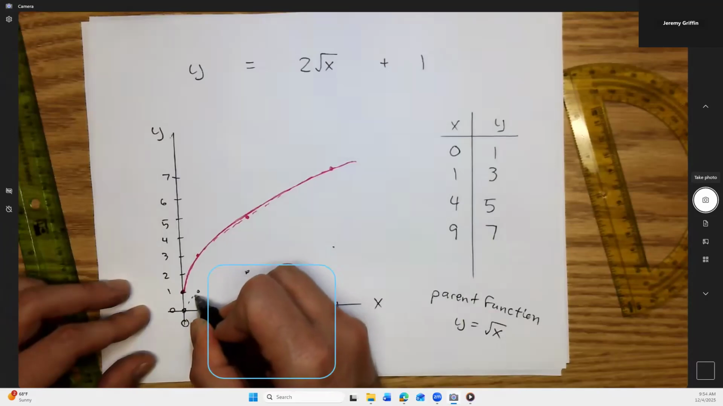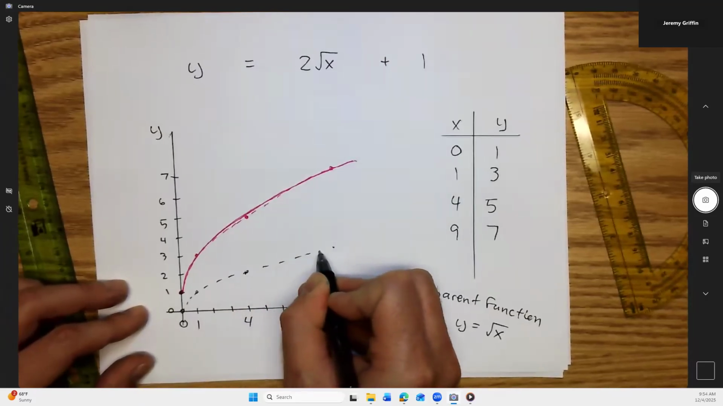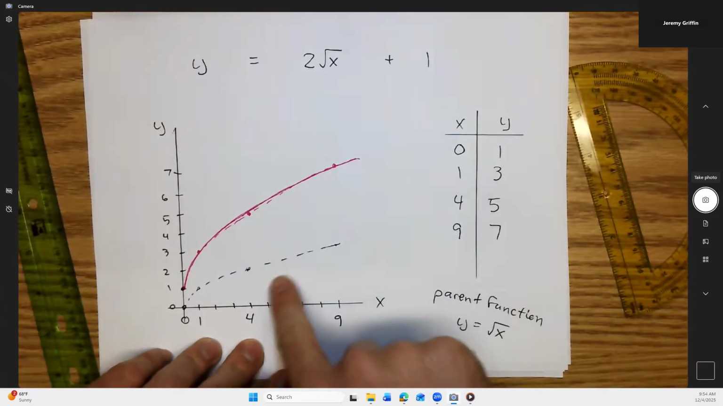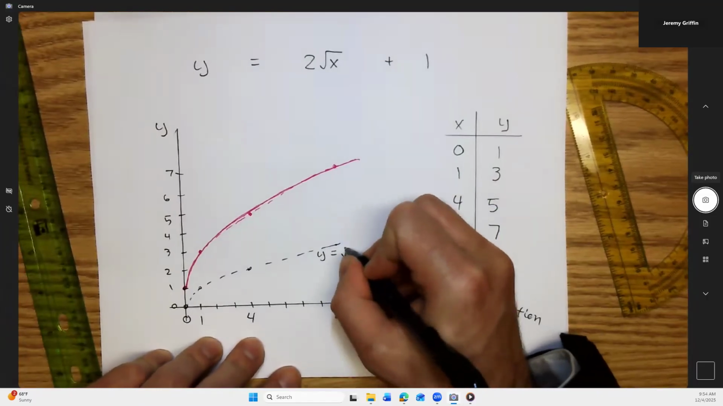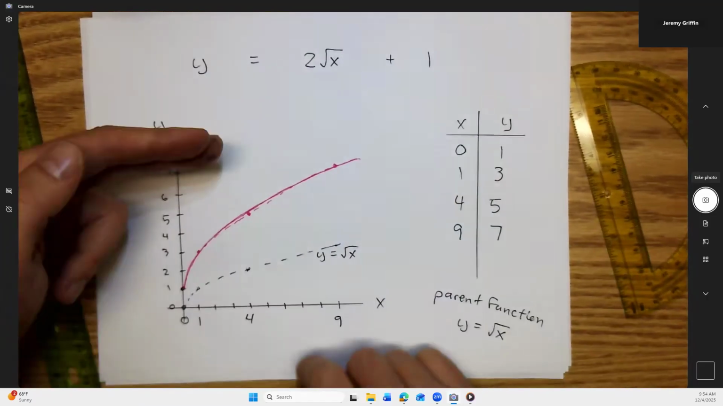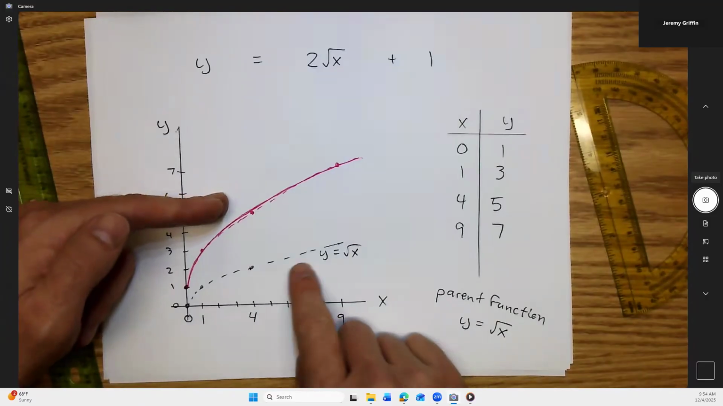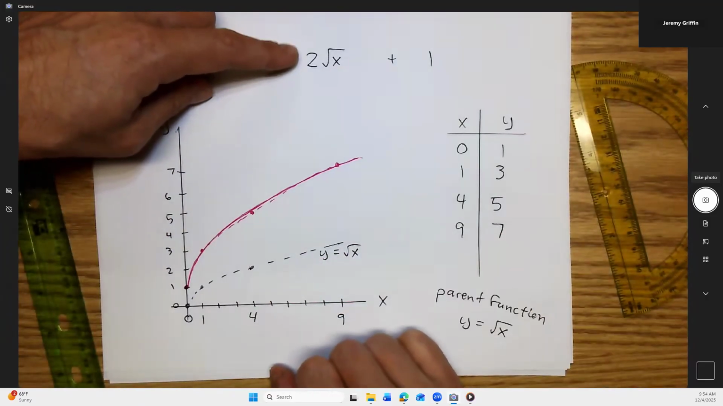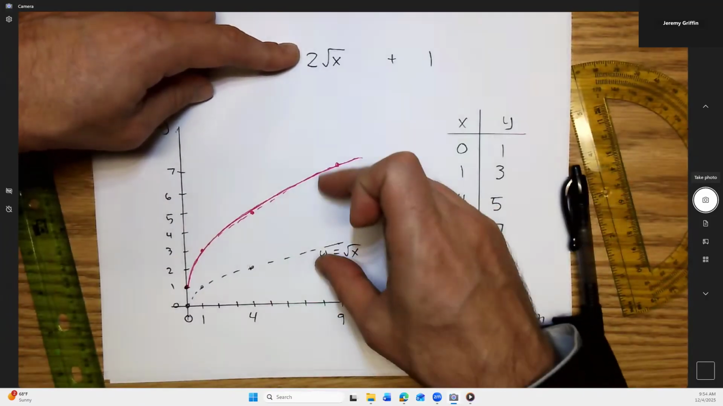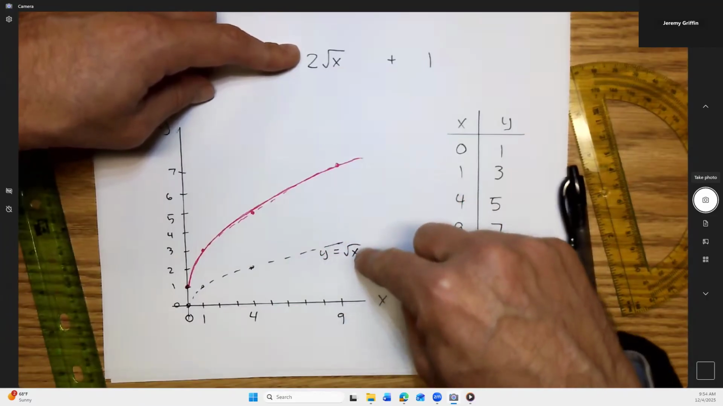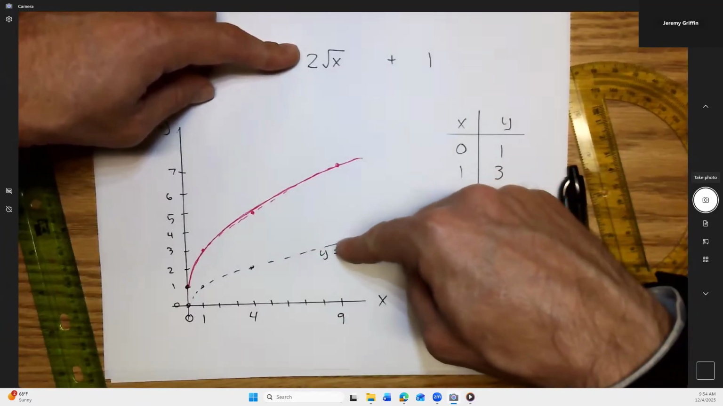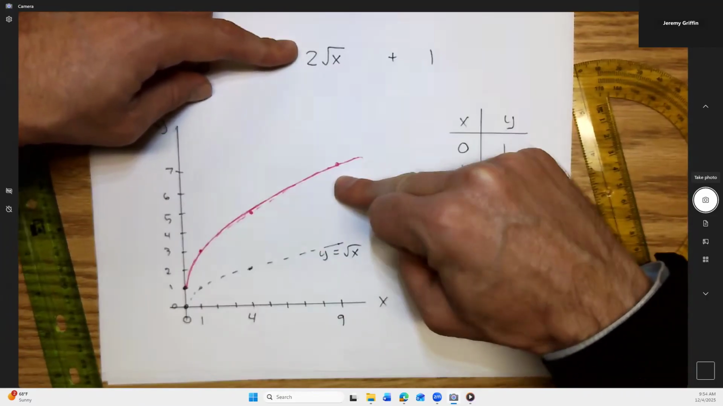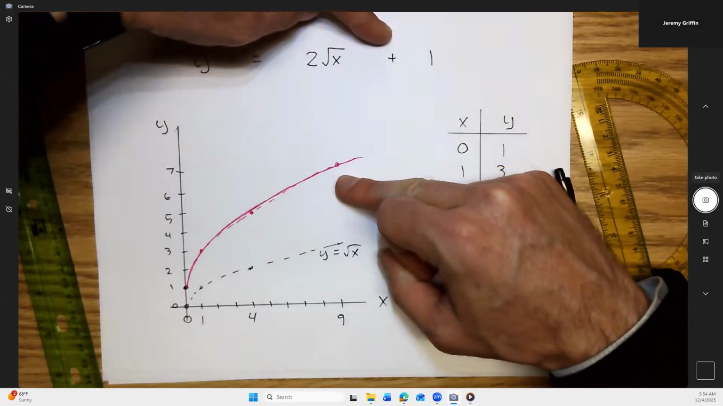I'll kind of dash this. That's this one right here. This is the parent function y equals the root of x. Now you can get this pink graph from this dashed black graph by translation rules. What does this factor 2 need to do? Yeah, it stretches it vertically by a factor 2. So like this vertical coordinate of 3 becomes 6, for example, kind of up here. And then what does this plus 1 need to do?